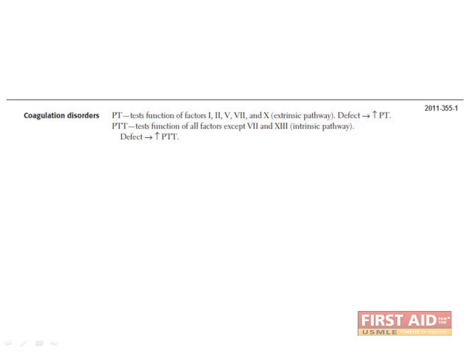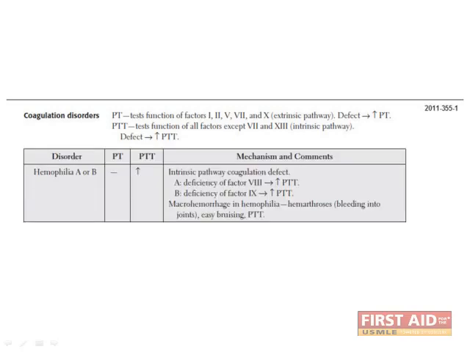As I discussed earlier in the lecture, PT tests the function of factors 1, 2, 5, 7, and 10, and an increased PT indicates a problem with the extrinsic pathway. PTT tests the function of all factors except 7 and 13, and an increased PTT indicates a problem with the intrinsic pathway. Hemophilia A is a deficiency of factor 8, and hemophilia B is a deficiency of factor 9. Both of these are involved in the intrinsic pathway, so both types of hemophilia cause an increase in PTT.